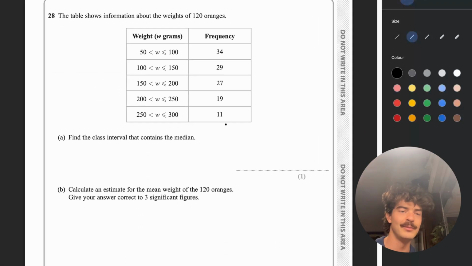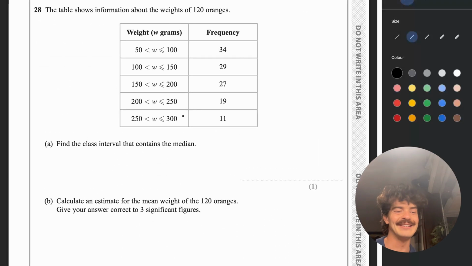And well, there's one more. Question 28. Let's crack through this. So we have got a frequency table, and we want to start by finding the class interval that contains the median. Median, the D in it there. It's similar to middle. There it is.